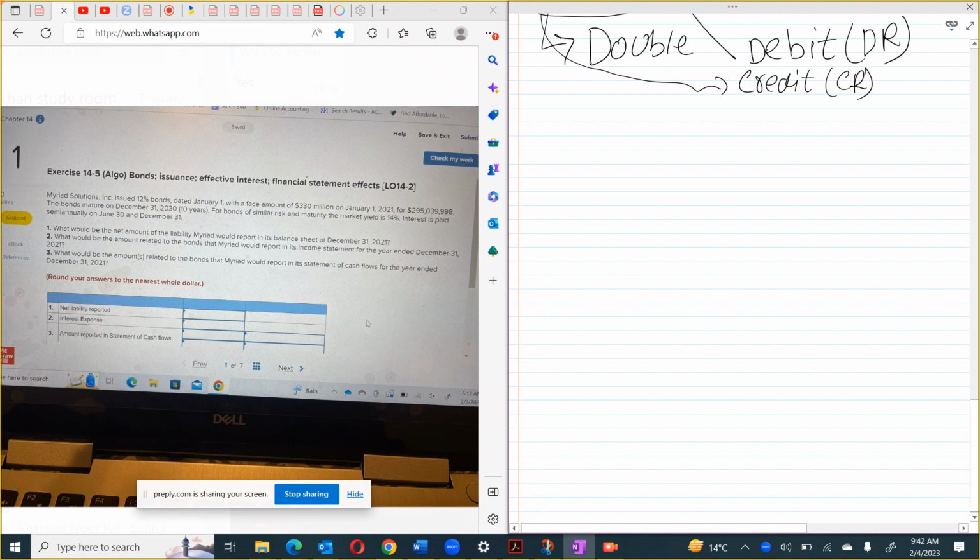If I read the question, Merit Solutions issued 12% bonds. So this means that the coupon is 12%. I will write here 12%. The face value is 330 million.